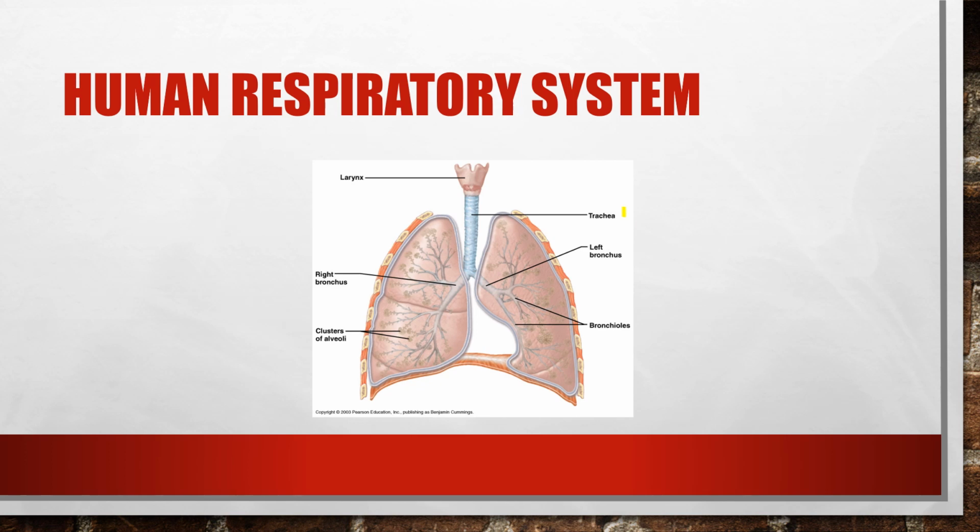The trachea, the bronchus, left and right bronchus, the bronchioles, and we have a structure called the diaphragm, which is involved in upward and downward movement, which causes air to move in and out of the lungs.